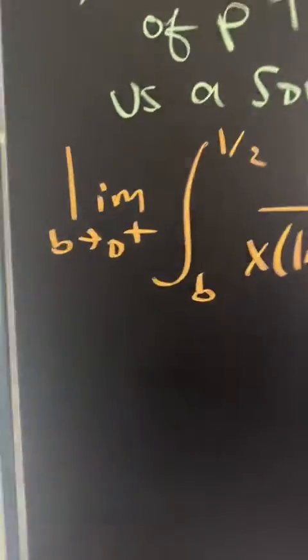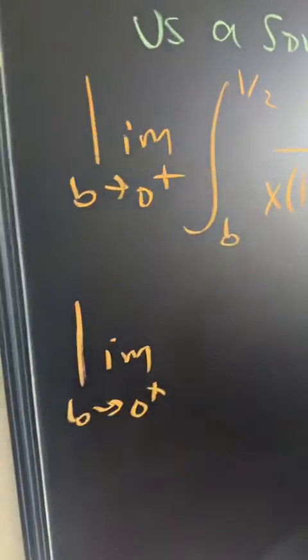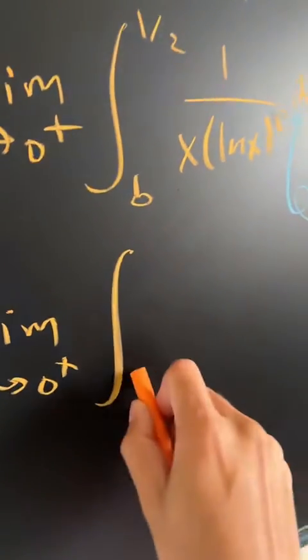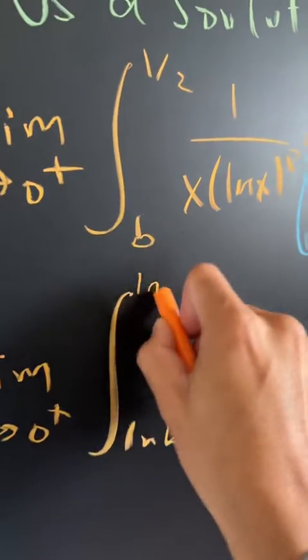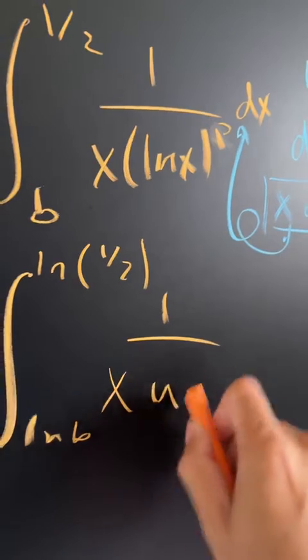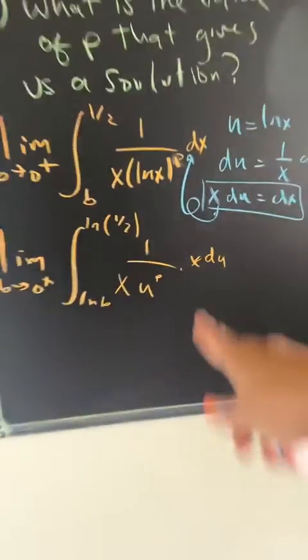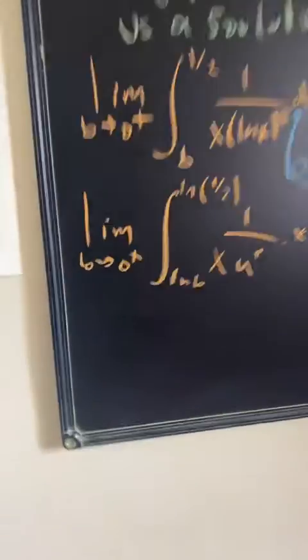So we have the limit as b approaches 0 from the right side. Always got to write that. And then we have the integral from natural log of b to natural log of 1/2. And now what we have is 1 over x, u to the power of p, times x du, which is our differential. We did this so the x's can cancel out.